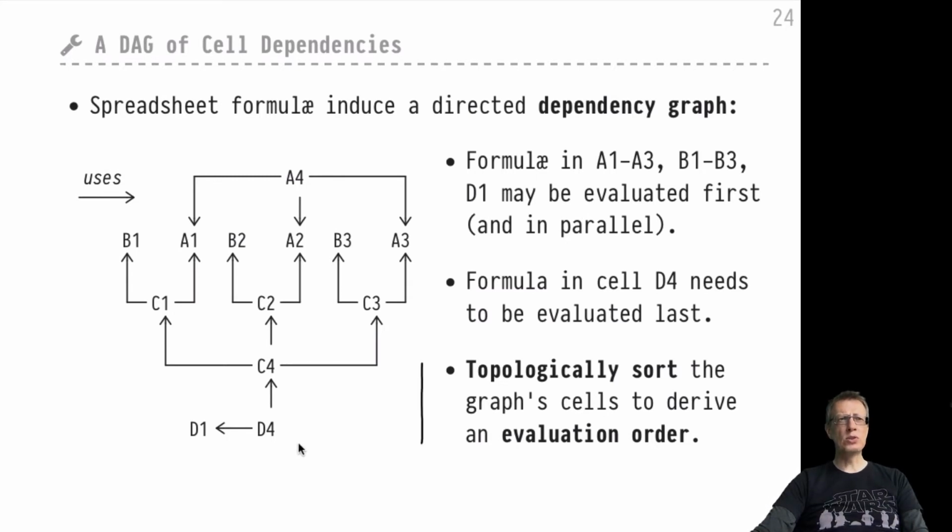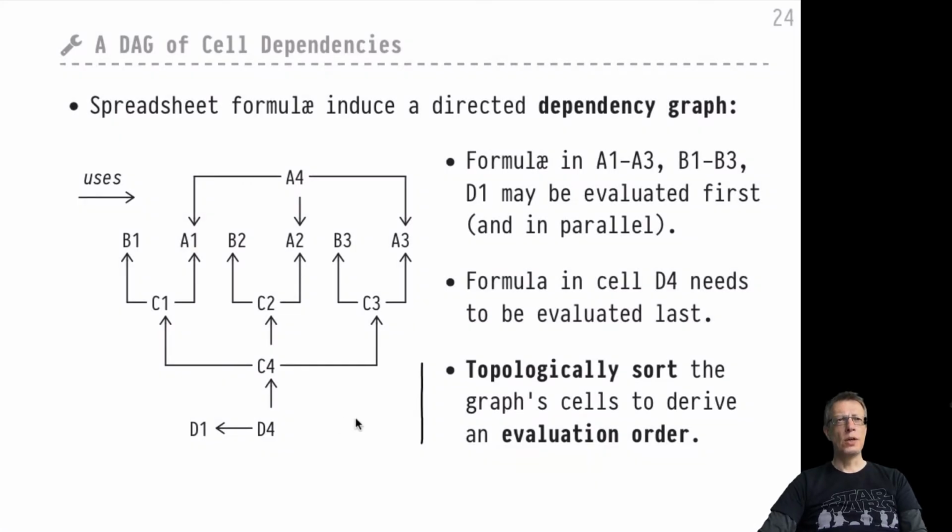But this is not the case in this graph. It won't be the case for any spreadsheet that we consider. We can topologically sort this DAG and thus derive a valid evaluation order in which probably all of the cells in this particular row would come first, including D1, and D4 would come last.